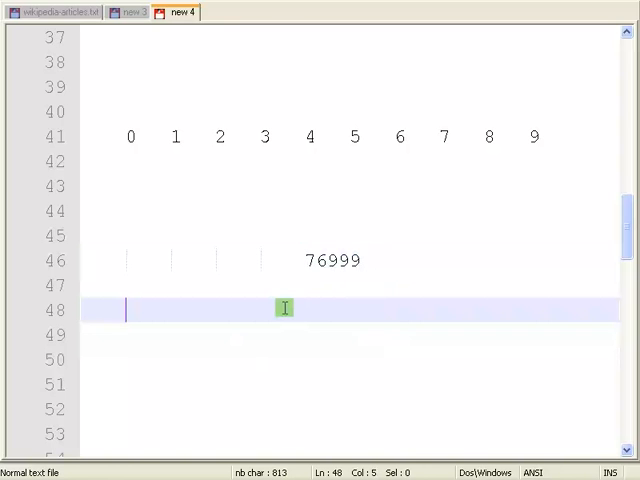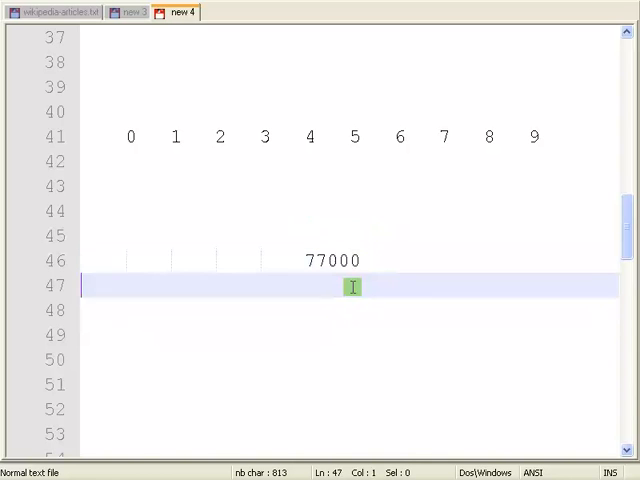Another thing to note is that when you have a whole bunch of 9s in the rightmost digit places of a number, then when you express 1 higher than this, you get a cascading effect. So 1 higher than 76,999, what we do is this cycles from 9 to 0, so then this cycles from 9 to 0, so then this cycles from 9 to 0, and then this cycles from 6 to 7. So 76,999 becomes 77,000.